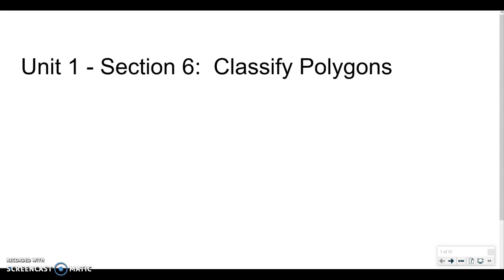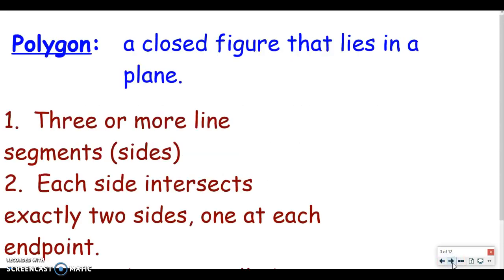All right, class, section 1.6, classify polygons. So first, what is a polygon? A polygon is a closed figure that lies in a plane. So think any figure, however many sides it has, it's all closed. There are no openings.